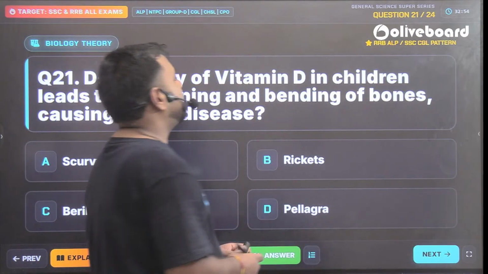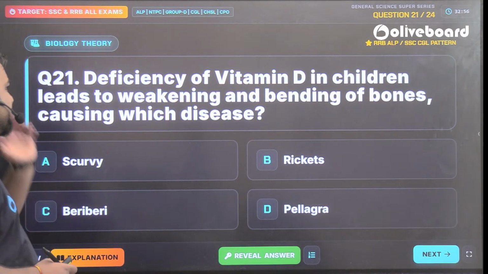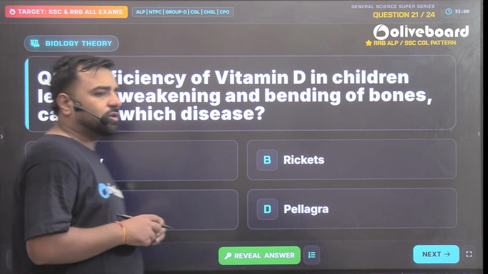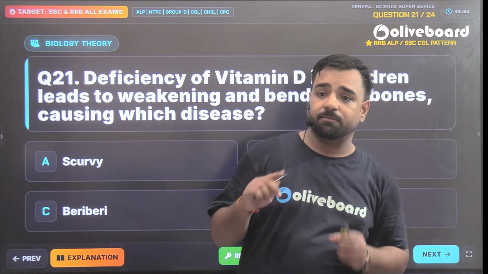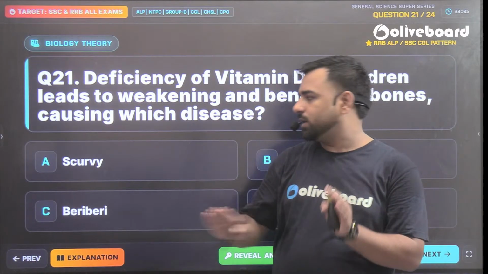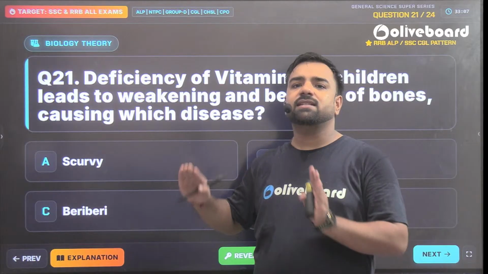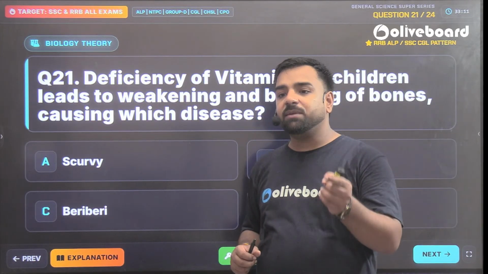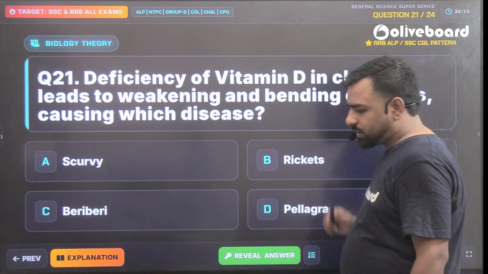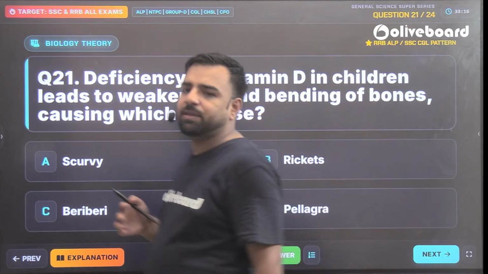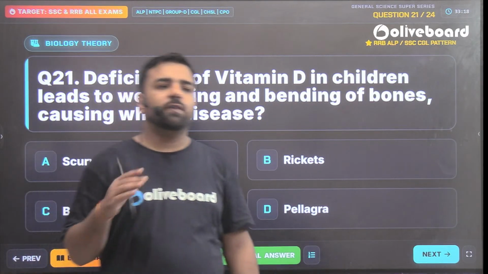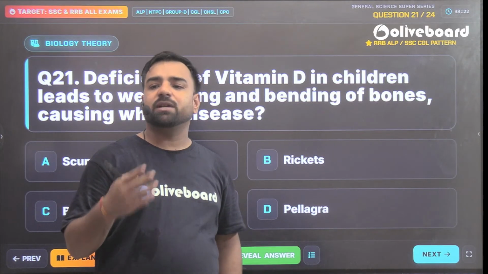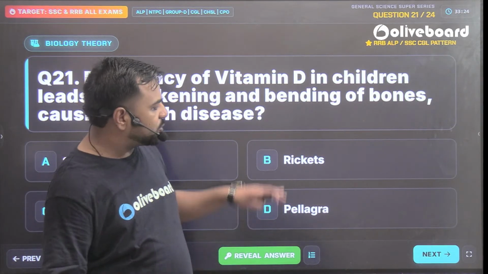Next, deficiency of vitamin D in children leads to weakening and bending of bones, causing which disease? So, see, scurvy is caused when there's lack of vitamin C. Mark my terms; they all are important. Scurvy is caused when there's lack of vitamin C, right? Beriberi is caused when there's lack of vitamin B. Pellagra, so that's caused because of lack of vitamin B again, but there is series. So if I talk about vitamin B12, the deficiency of vitamin B12 leads to pernicious anemia. In this case, the answer is going to be rickets.